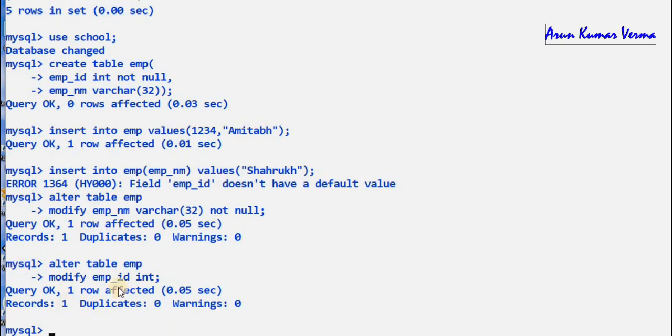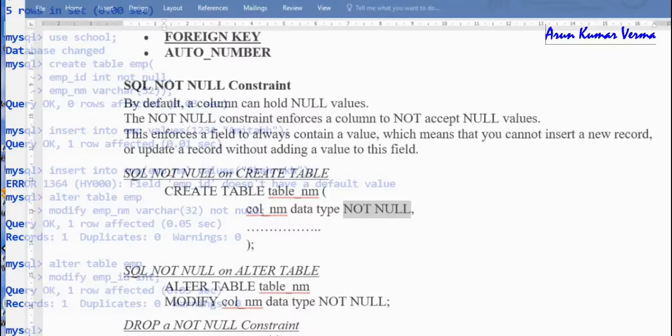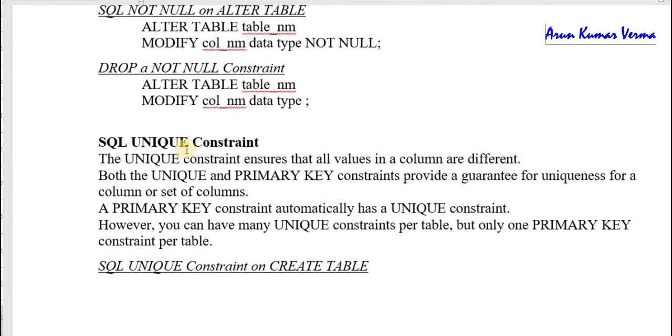Okay students, let's move to the next constraint, that is the unique constraint. As the name suggests, unique means a different value each time, that is called a unique constraint. It means a column will contain only unique values.